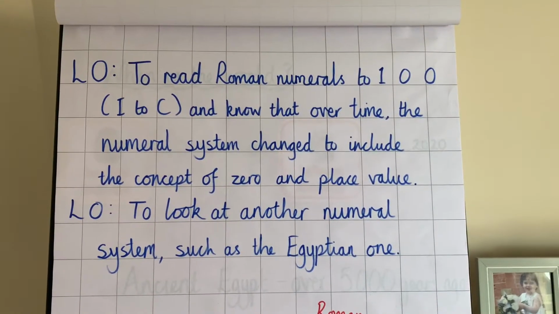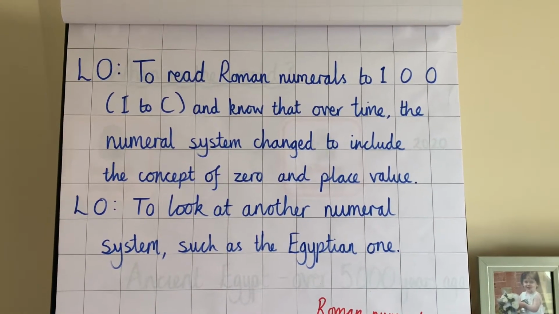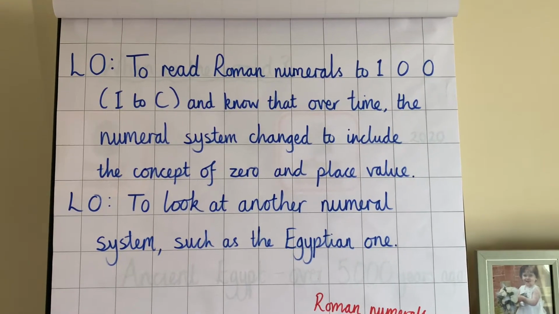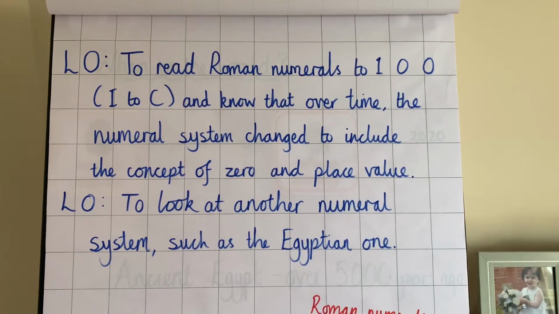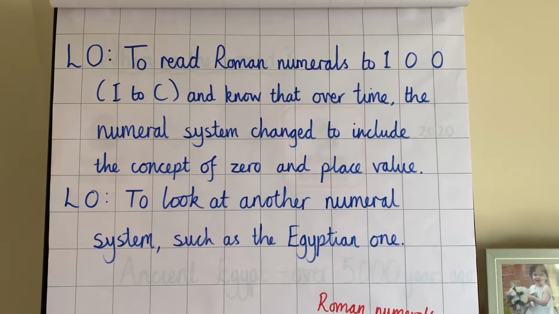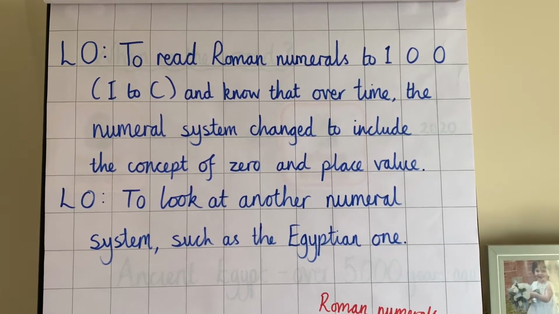I'm here to do the maths lesson again today. This week we're going to be recapping Roman numerals from 1 to 100, or I to C, looking at how, over time, the numeral system changed to include the concept of zero and place value. And as it's our topic for ancient Egypt, I thought we'd have a look at another numeral system as well.